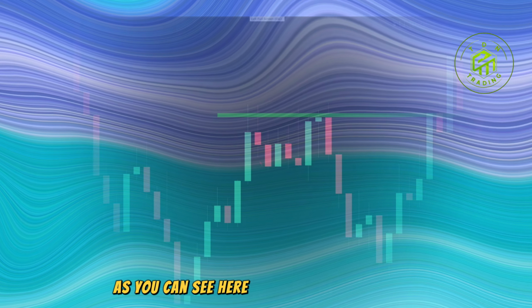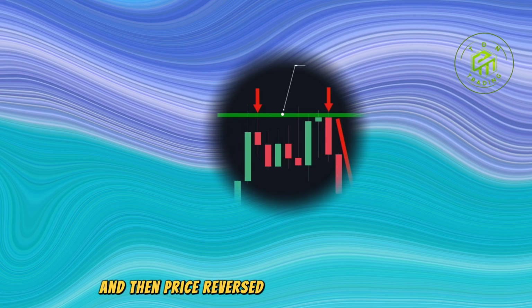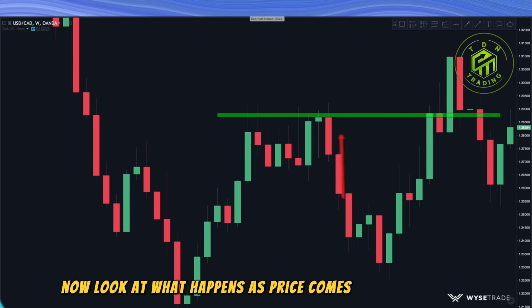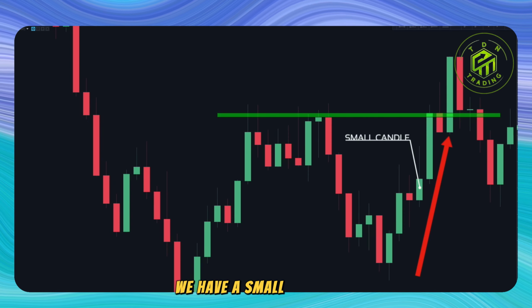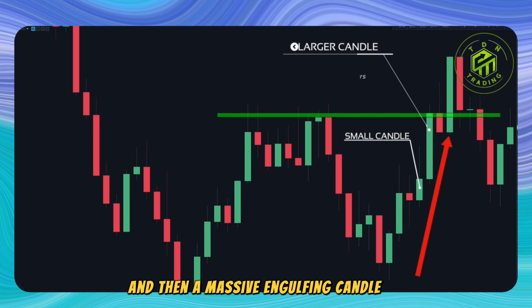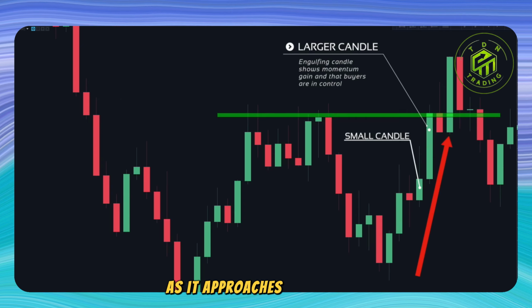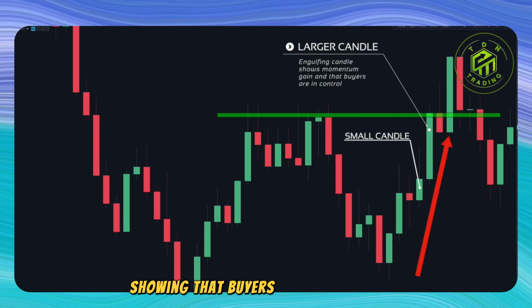As you can see here, we have a double top and then price reversed, giving us resistance. Now look at what happens as price comes up here again. We have a small candle and then a massive engulfing candle, which shows that price is picking up speed and momentum as it approaches this level, showing that buyers are in control.